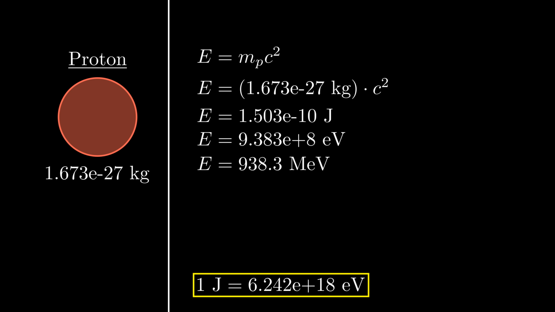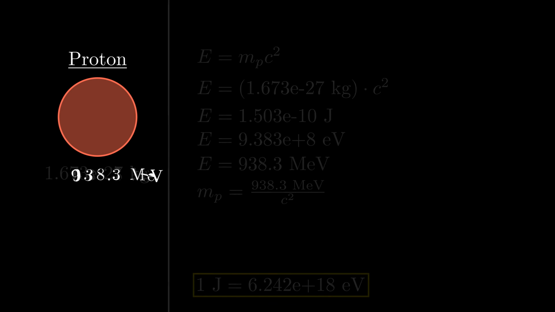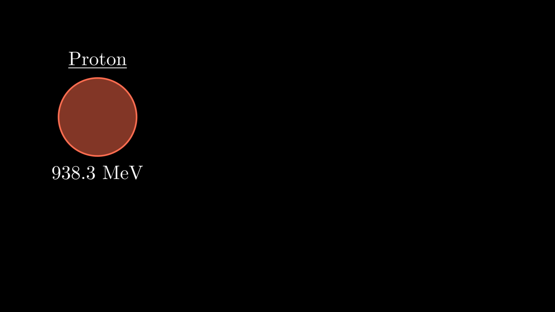938 million electron volts, or 938 MeV. Now, from E equals mc squared, we know if we take this energy and divide by c squared, we get the mass of the proton. And because c squared is just a constant, lots of times you'll see that we just leave it out. So the mass of the proton can be written as 938 MeV. That's a lot of energy packed into such a tiny particle.